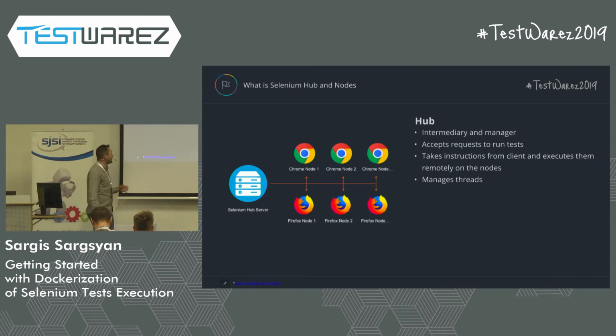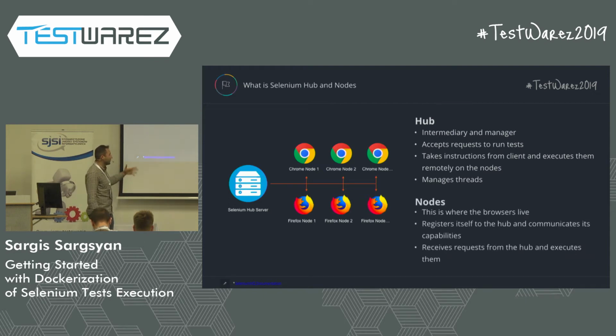Yeah? And what the nodes are actually doing is they are the place where the browser lives. A node is the instance which registers itself inside the grid. It receives the request from the hub and executes it in the browser. Yep. This is very basic information. I don't want to dig into the more technical stuff.